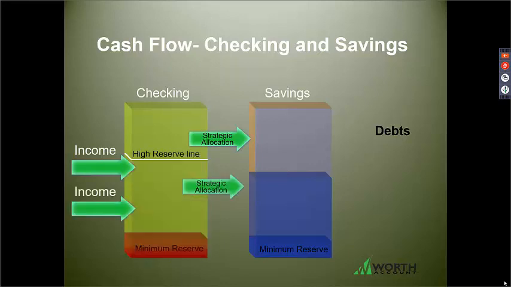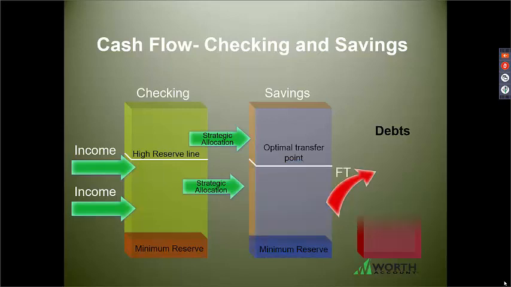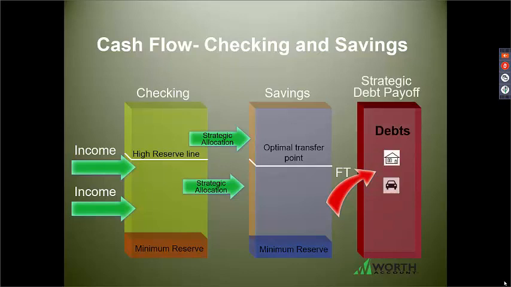So a little more income comes in, transfers over to our savings. We hit that optimal transfer point. Bam, it tells us to do a funds transfer. It tells us where to send it, how much to send, the date to send it on, and now it's saying to pay off that auto loan.